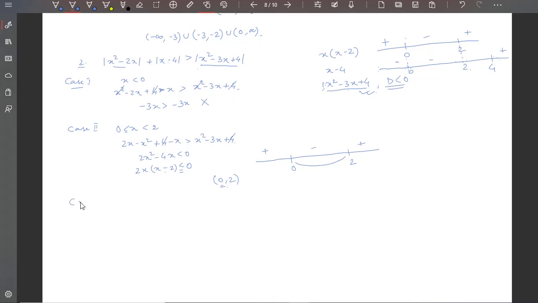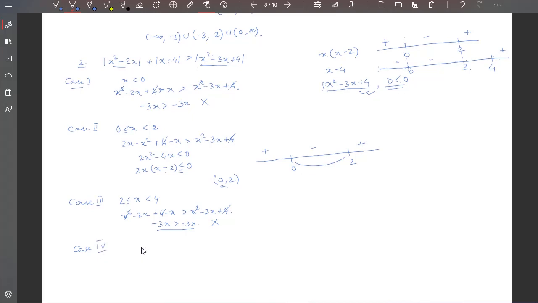Now, case 3. When x lies in this interval from 2 to 4, x lies between 2 to 4. In this case also we get minus 3x is greater than minus 3x. No solution possible. Now we are taking case 4.